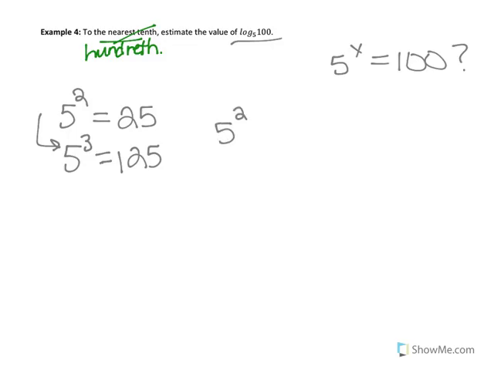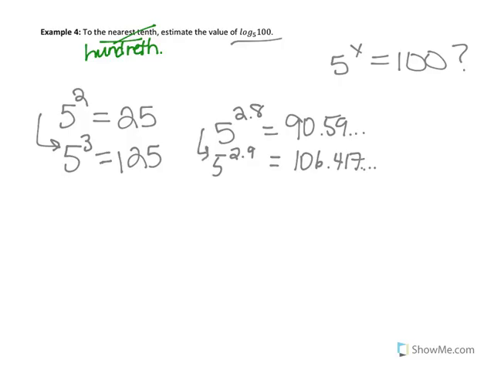So let's try 5 to the power of 2.8. If I type in 5 to the power of 2.8, I get 597. Let's see if we can get closer, because I feel like you can get closer than that. So 5 to the power of 2.9, I get 106.417. So that's too far. So we know it's going to be between 2.8 and 2.9, and it's going to probably be closer to 2.9.